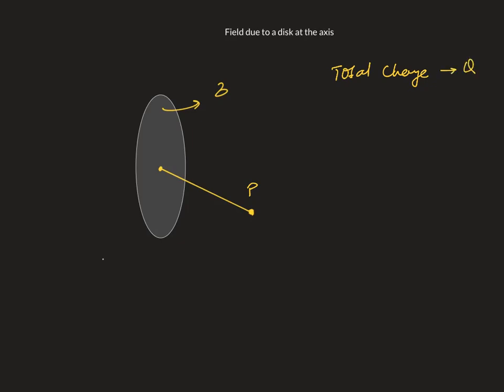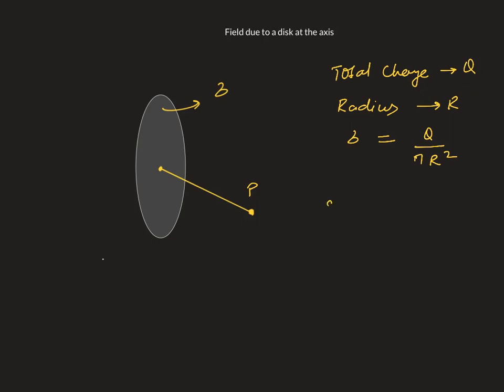Total charge may be Q and radius is R. So obviously surface charge density becomes sigma equals Q upon area. And what is the area of a disk? That is pi r squared. So every time I told you need to find out the sigma. Now what was step 1? Do you remember?